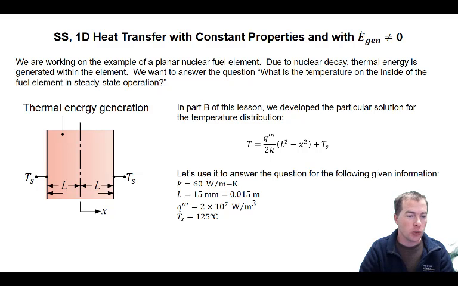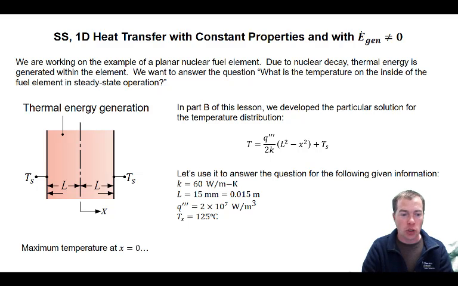Let's use this particular solution to answer the question for the following given information. The thermal conductivity of the fuel element is taken to be 60 watt per meter Kelvin. Its half thickness is taken to be 15 millimeters. That means that its overall thickness is 3 centimeters. The rate of thermal energy generation within the fuel element due to the conversion of nuclear energy into thermal energy is 2 times 10 to the 7th watts for every cubic meter. Finally, the cooling water on the surface of the element maintains a temperature there of 125 degrees Celsius.